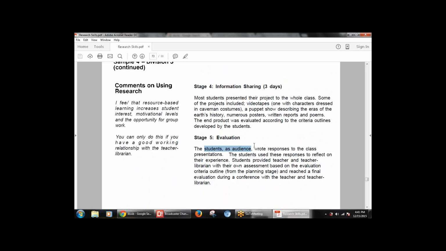The students as an audience wrote responses to the class presentation, for evaluating it. That is stage number 5, the evaluation. The students use these responses to reflect on their experiences. The students also provided the teachers and the teacher librarian with their own assessment categories, based on the evaluation criteria method used here. That is stage number 5.